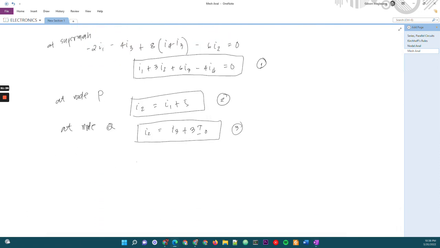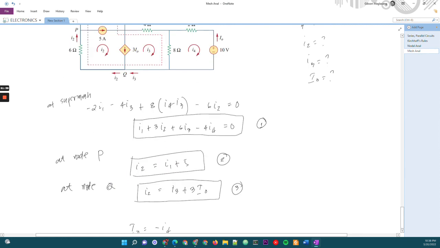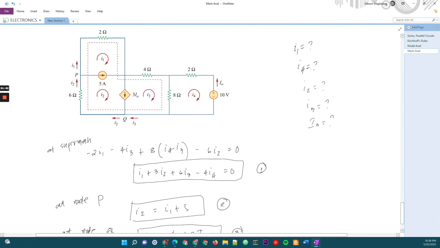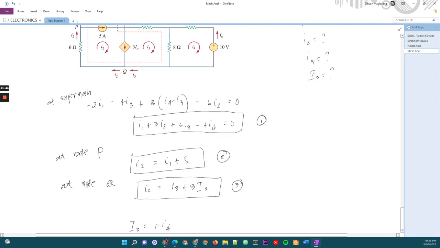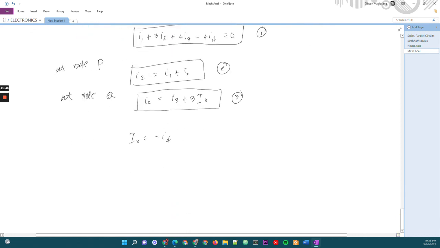But we know that I0 is negative I4. Take a look at I4, it's opposite to I0, so I0 is negative I4. Okay, so you can simplify I2. So instead of I0, this is minus 3 I4. Minus 3 I4. Okay, that is for this equation.